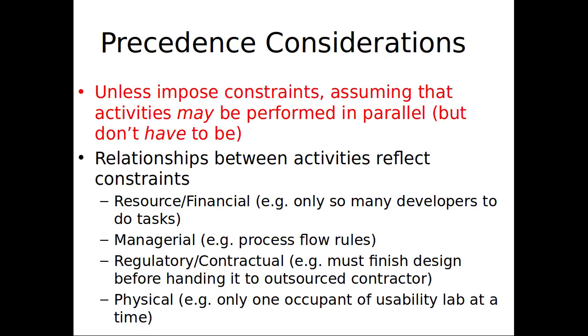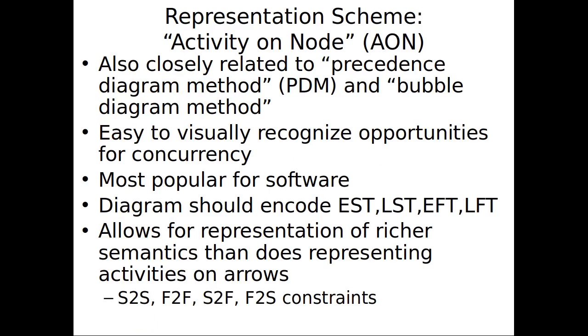These could be resource or financial constraints. We only have so many developers around. Managerial constraints, regulatory constraints. These constraints with A depending on B can be informational, so you can't start B until you know the outcome of A. For example, A sets out a set of APIs that B needs to depend on when it's being created. So these constraints are of many, many sorts. Okay, and we're going to abstract a bit over that.